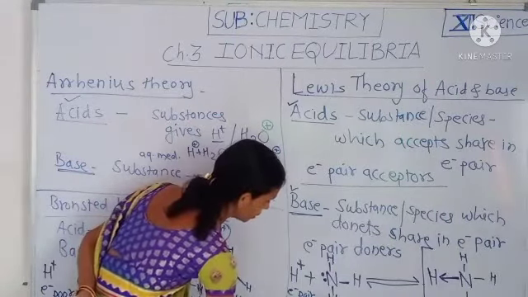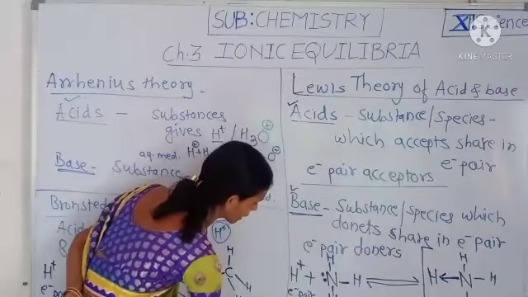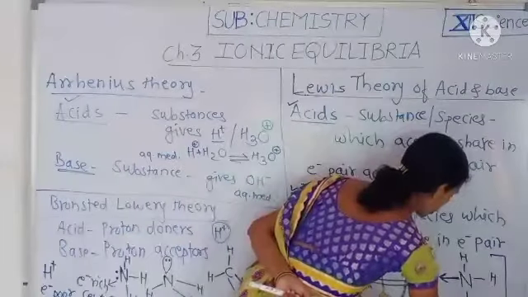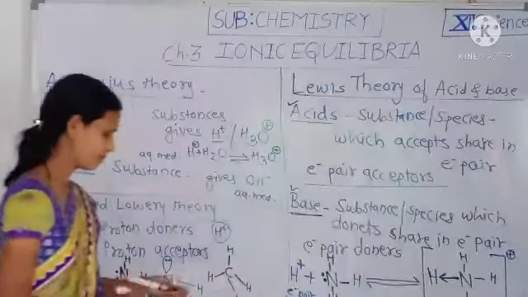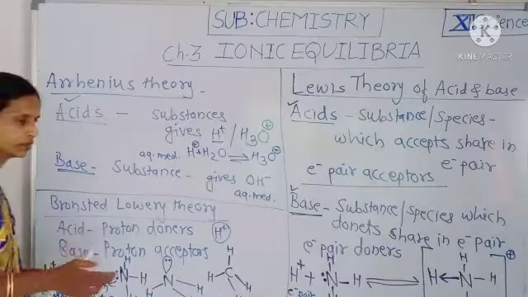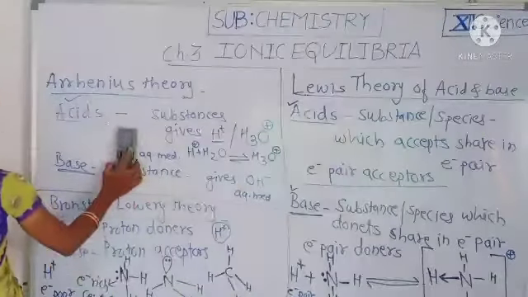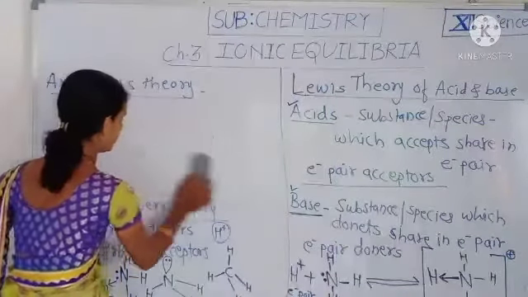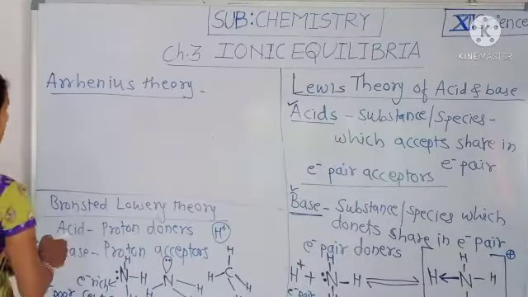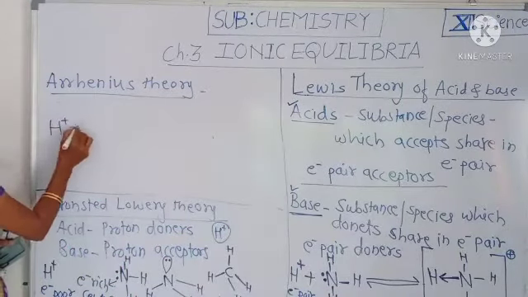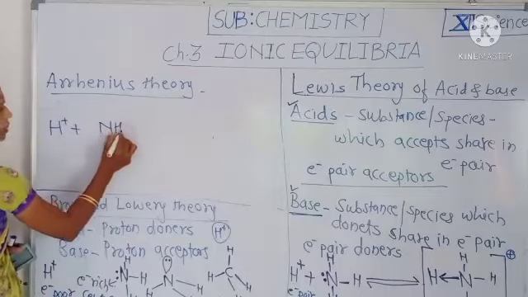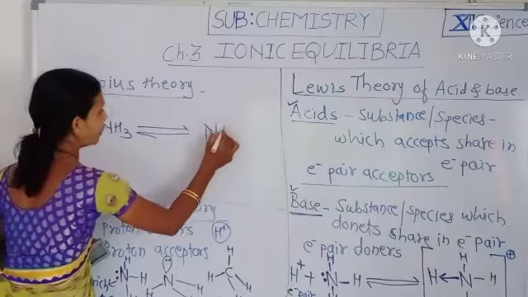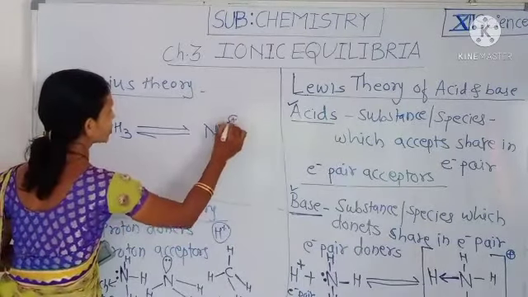Electron pair acceptor. Therefore, it acts as an acid. And here NH4 plus is formed. That means, in short, we can write the same chemical equation like this: H plus, when it combines with ammonia, gives NH4 plus ion.